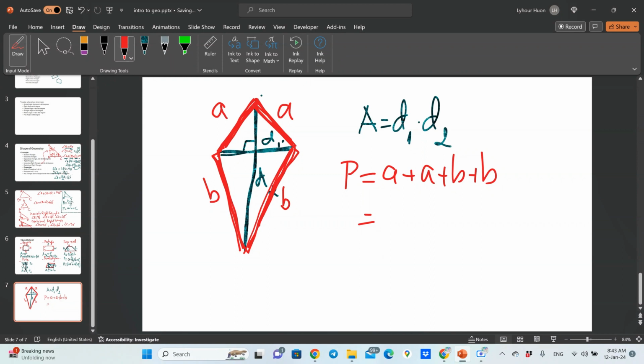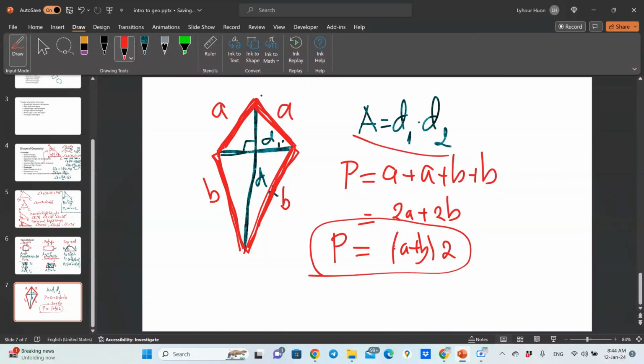A plus A is A times two, and B plus B is B times two. So 2A plus 2B. Or to make it more convenient to look at, A plus B times 2. The perimeter of a kite is A plus B times 2.